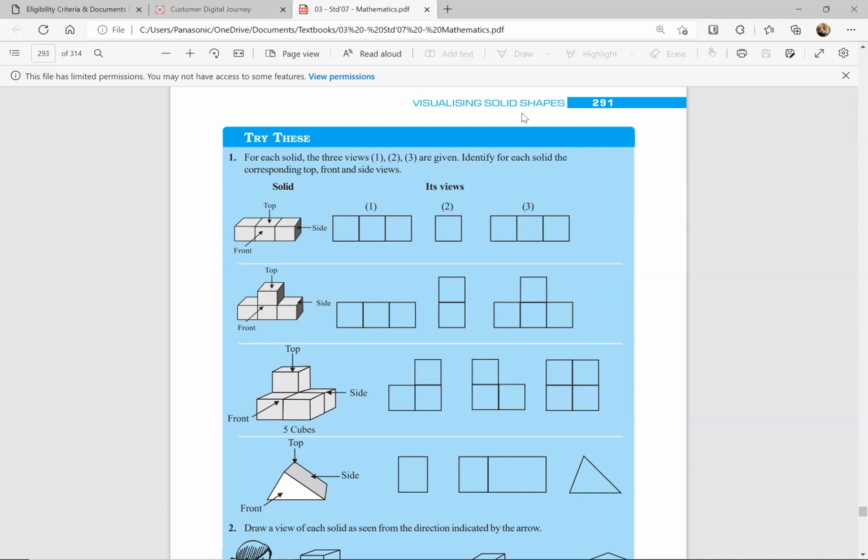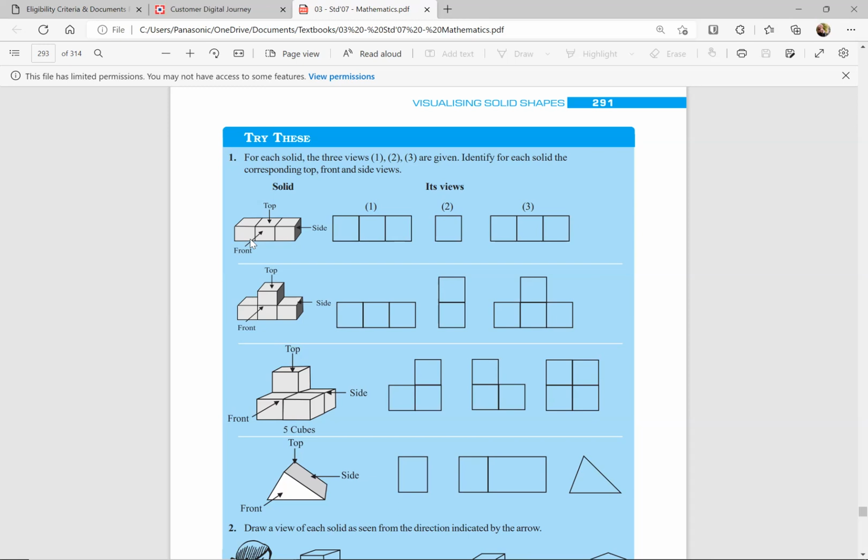Okay, what about the first thing? The first, there are 3 cubes given, right? This one. What about this? Oh. The first one is the front view. Yes. And the second one is the side view, and the third one is the top view.